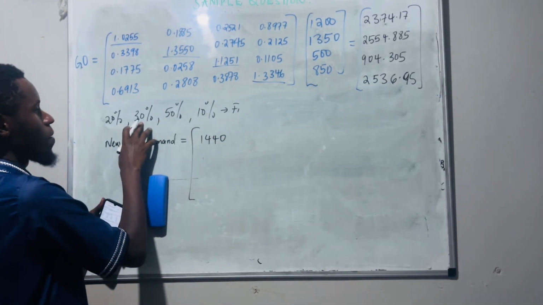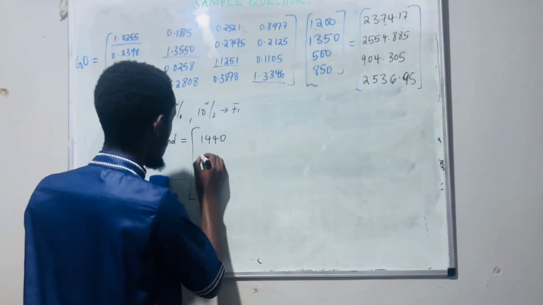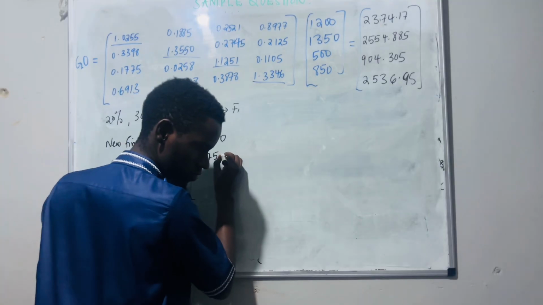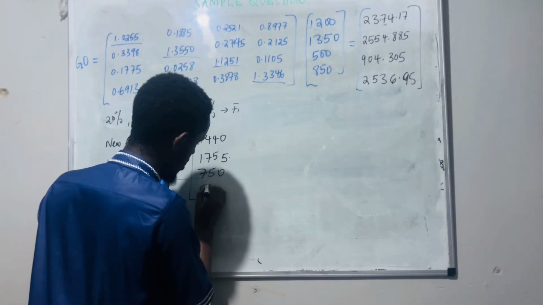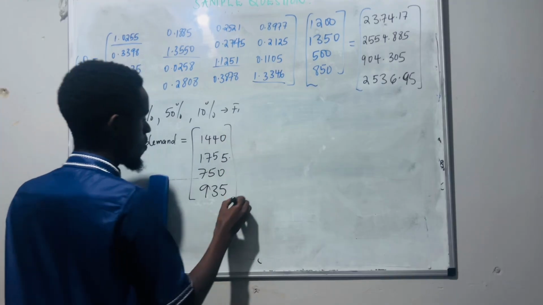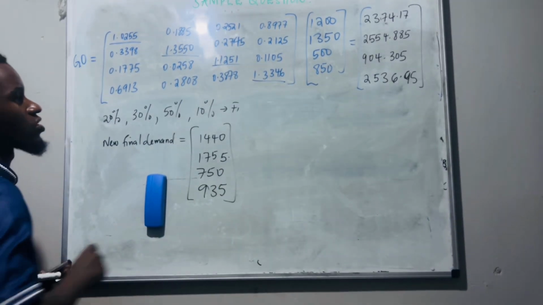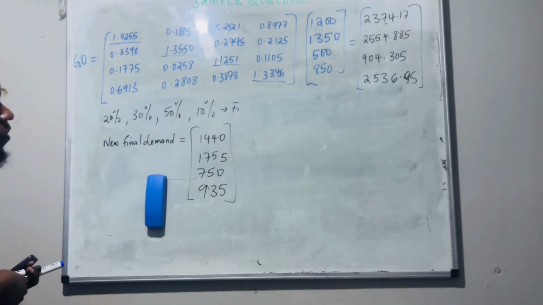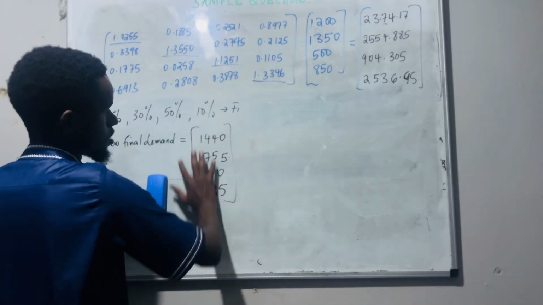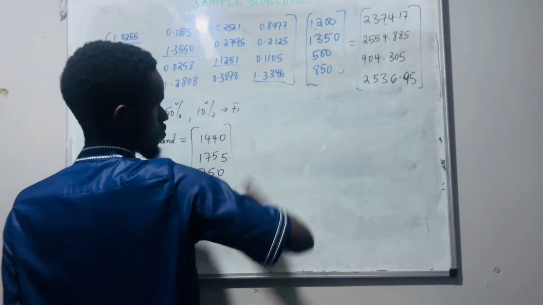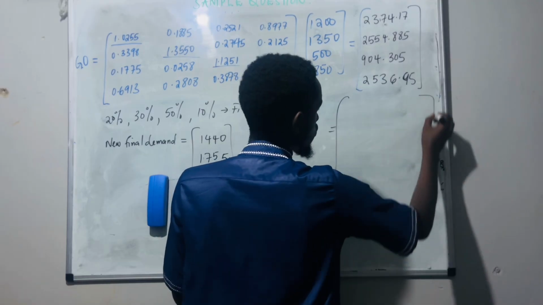Then 100%, 1.3 times this, I will have 1755, and then 750, and then lastly 935. This is going to be my annual demand after increasing it. Now I want to see how this has an effect on the final demand. Again, I want to multiply this now times this, not this, to get our final new demand, our final new gross output.